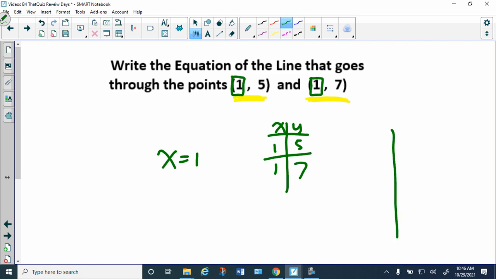You could graph them if you wanted to. 1, 2, 3, 4, 5, there's a point. And then 1, 7, there's a point. And you can connect the 2 points with the line. So you can say x equals 1, no matter what. Pick a way to understand this, stick with it, and remember it.